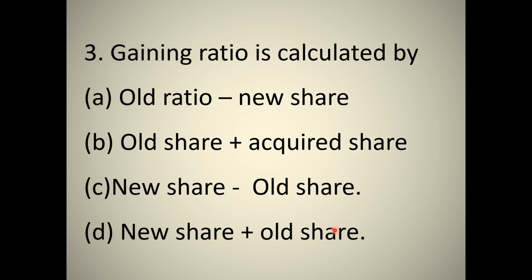Now the last question. Gaining ratio is calculated by the difference between: option A, old ratio minus new ratio; option B, old plus acquire; option C, NR minus OR; and option D, NR plus OR. Option A is not possible, and option D is also not possible because this one we know from admission is called sacrificing. So of these, you have to think which one is correct. Old ratio plus acquire gives the new ratio, so this is also not it. So NR minus OR is correct here. And another way, if this is the sacrificing ratio, then that will be the gaining ratio.